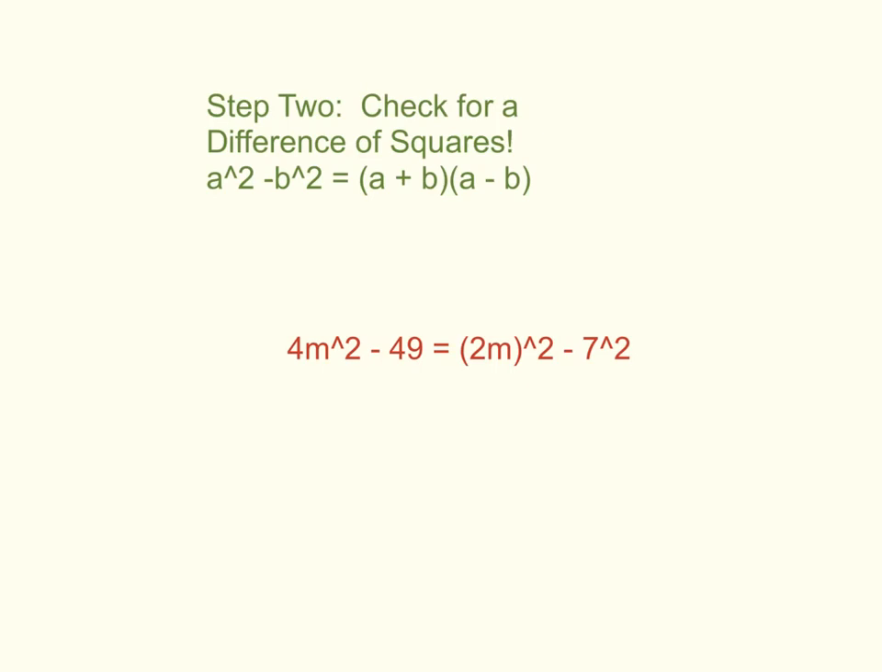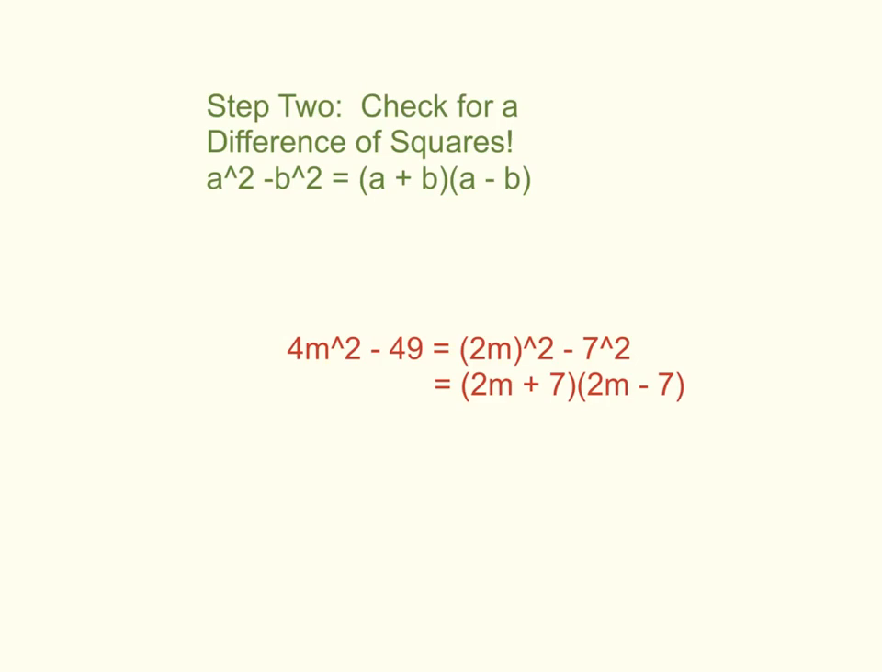So the base of the first term is 2m, the base of the second term is 7. Alright, so again now, take that first base plus second base times first base minus second base. Again, a common habit for some students here is you get to this point and you want to multiply this all back out using the FOIL process, which will take you right back from here to 4m squared minus 49. We don't want to do that.